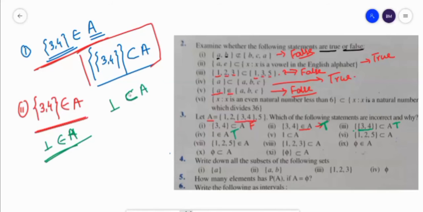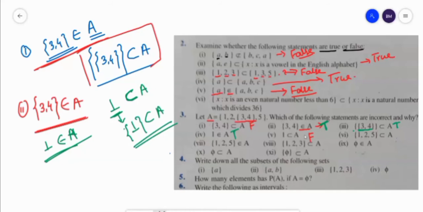For a subset, this must be a set. This is an element, not a subset. So this is false. The correct statement will be the singleton set {1} is a subset of A. So this is a false statement. An element cannot be a subset.